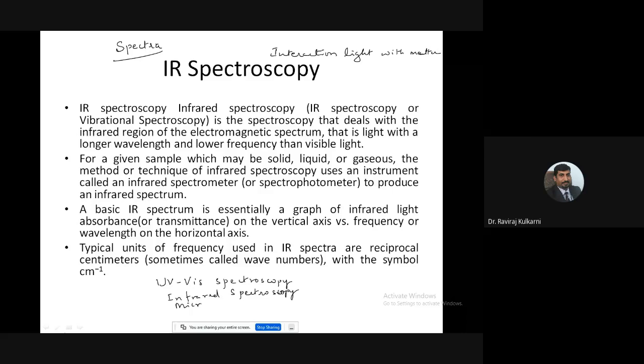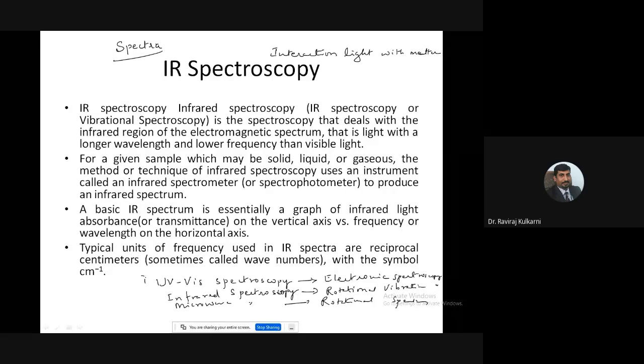There are other spectroscopic techniques too, like microwave spectroscopy. Usually we call UV visible spectroscopy electronic spectroscopy, infrared spectroscopy rotational vibrational spectroscopy, and microwave spectroscopy only rotational spectroscopy.